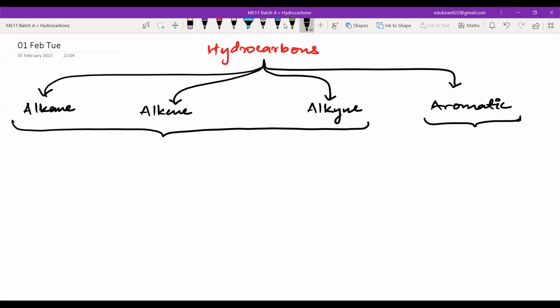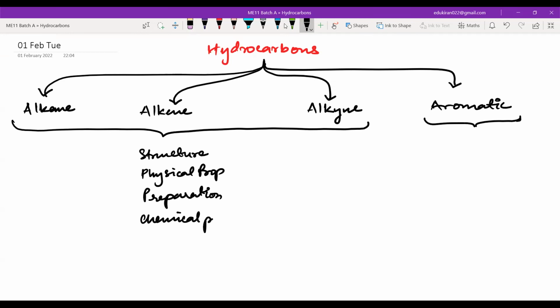For each of them, after the general introduction, we will talk about the structure. Then we will talk about the physical properties, then methods of preparation, and then the chemical properties. When we are learning about structure, we will also learn about isomerism in all of them. The way of studying and the subtopics of aromatic compounds will be slightly different from alkane, alkene, and alkyne.